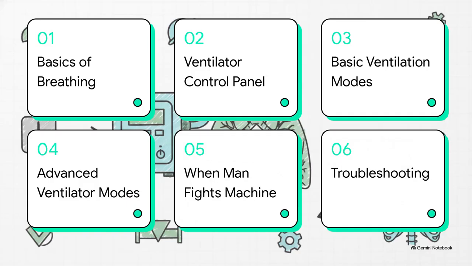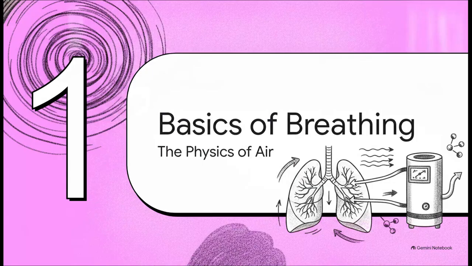Just to give us a quick roadmap, we're going to hit 6 key areas today, starting with the basics of breathing, moving through the control panel and ventilation modes, and finally wrapping up with patient-ventilator dyssynchrony and troubleshooting. Okay, Section 1, the basics of breathing and the physics of air.